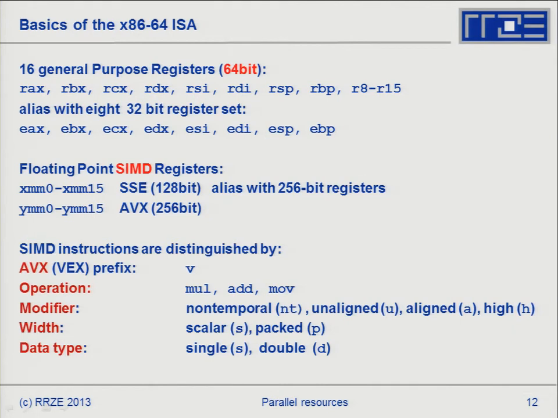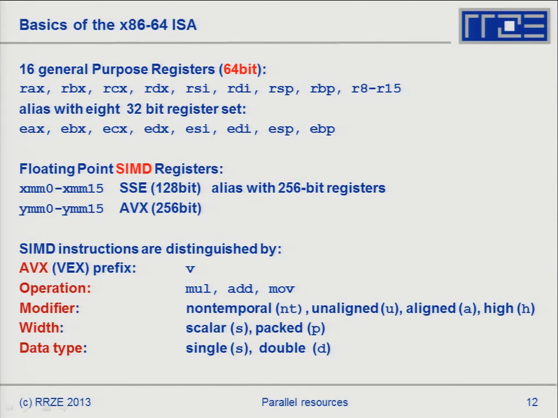So we have a so-called AVX or VEX prefix. If the instruction starts with V, it's an AVX instruction. So it's been introduced with the Sandy Bridge processor. Everything without a V was present before. We have the operation that we actually want to do: multiply, add, move. There's also divide, of course, and a whole bag of integer instructions that we're not too interested in.